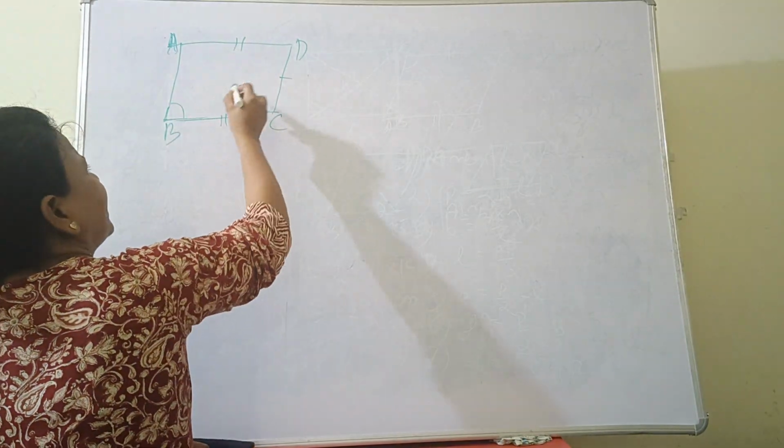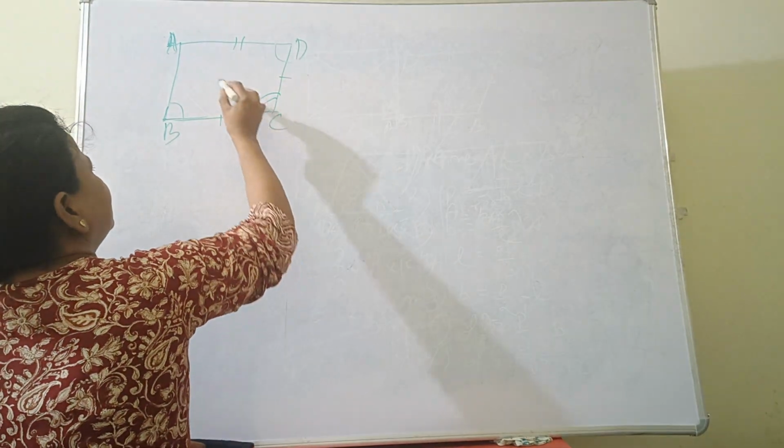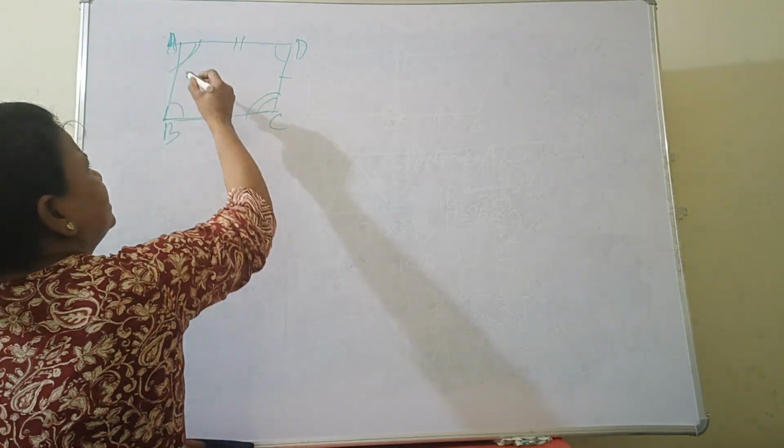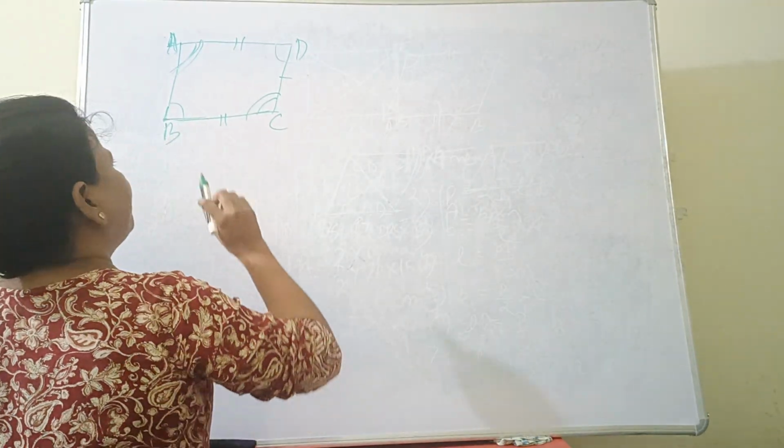Now opposite angles are equal. Angle B is equal to angle D. Angle C is equal to angle A. So this is the basic information that we should know about a parallelogram.